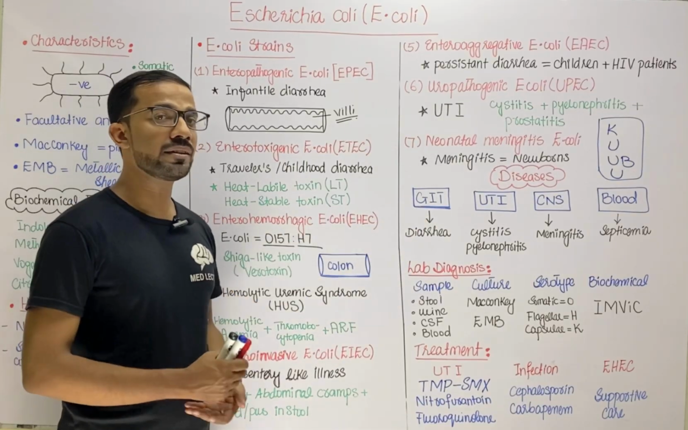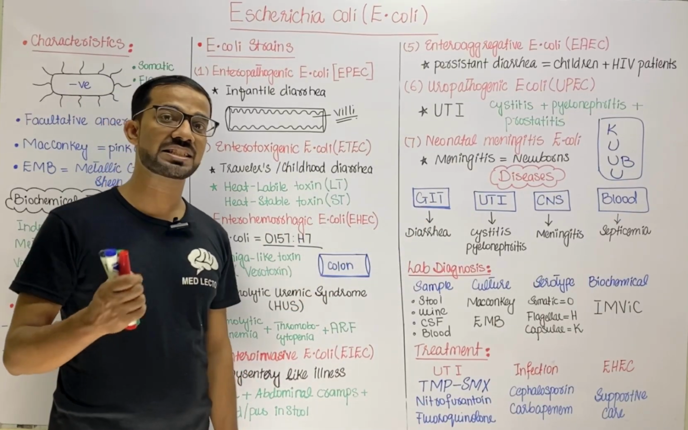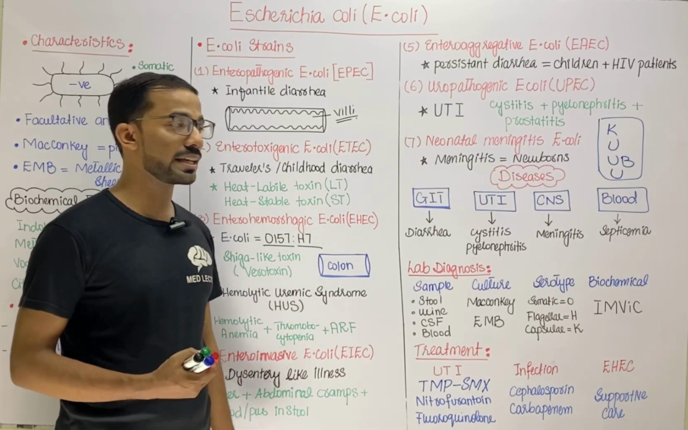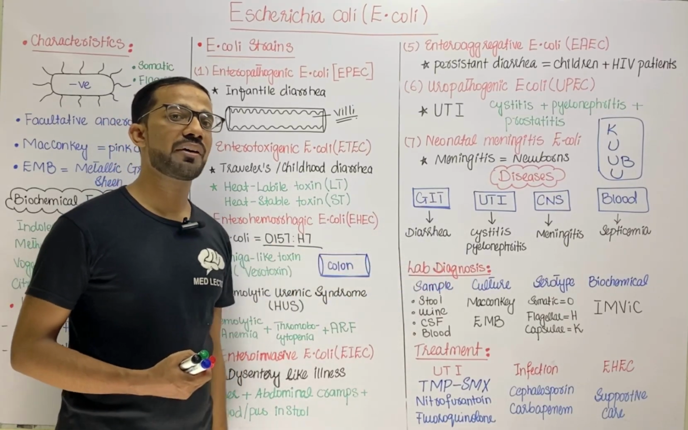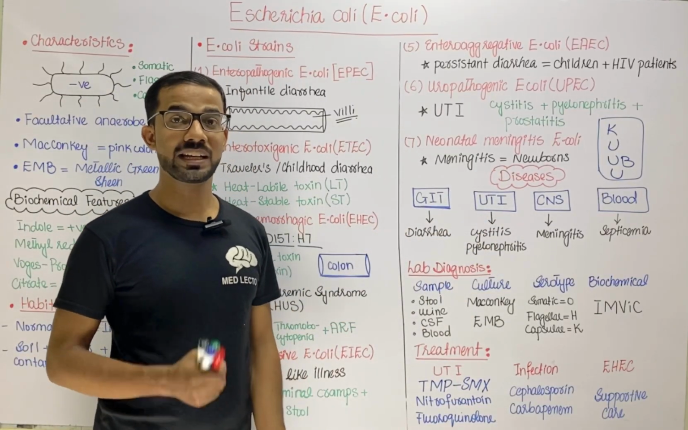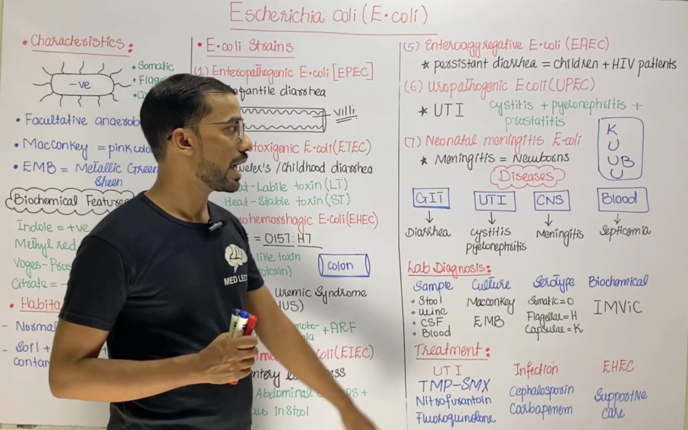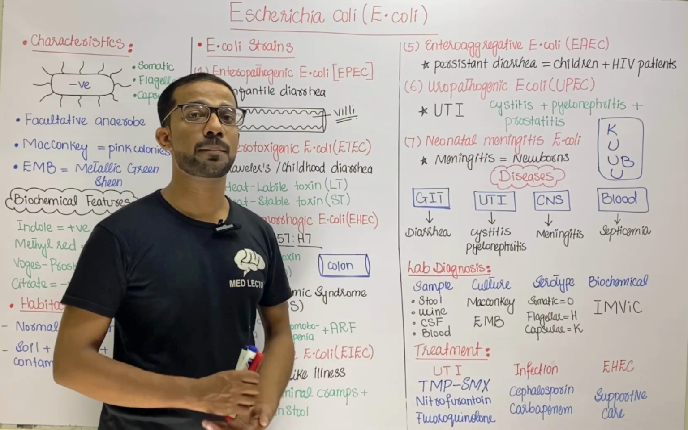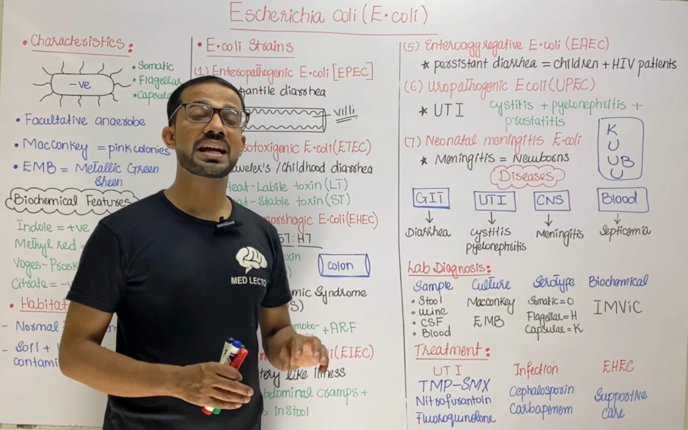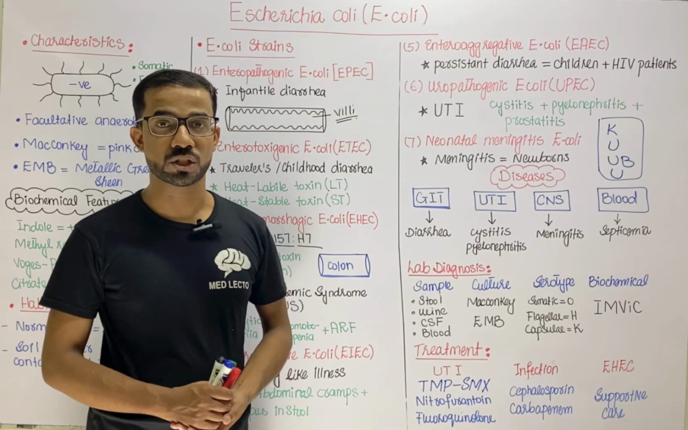Next, UTI, urinary tract infection. If it affects the urinary bladder, then it is called cystitis. If it affects the kidney, then it is called pyelonephritis. In the CNS, you will see meningitis if it affects the meninges, and in the blood, it causes septicemia. So it actually presents symptoms according to its location.